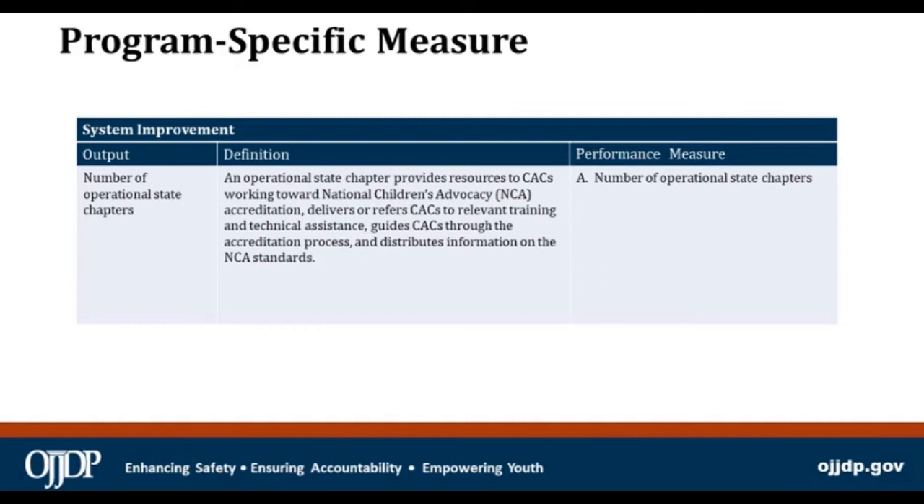An operational state chapter provides resources to CACs working towards National Children's Advocacy accreditation, delivers or refers CACs to relevant training and technical assistance, guides CACs through the accreditation process, and distributes information on the national standards.